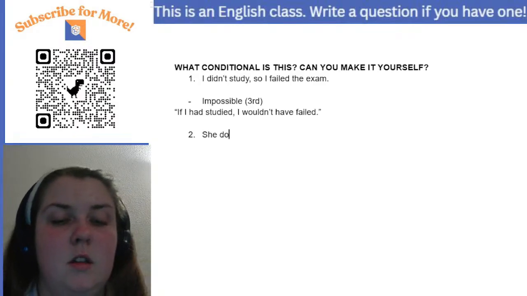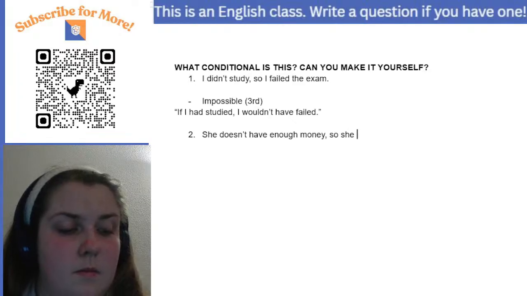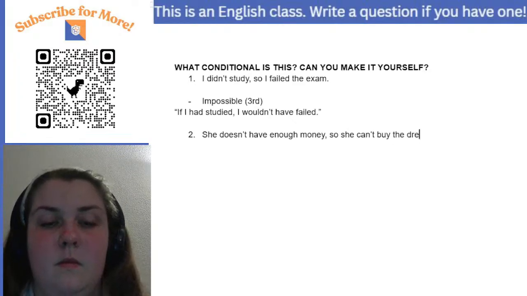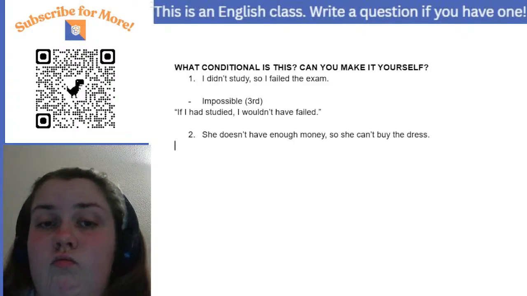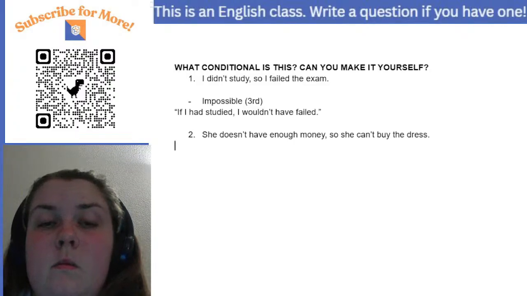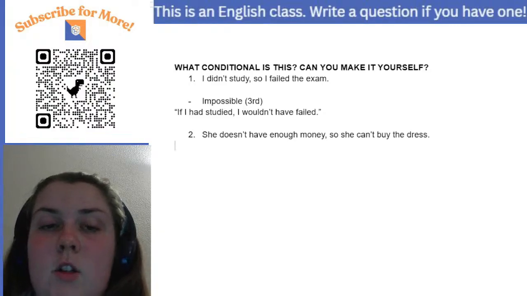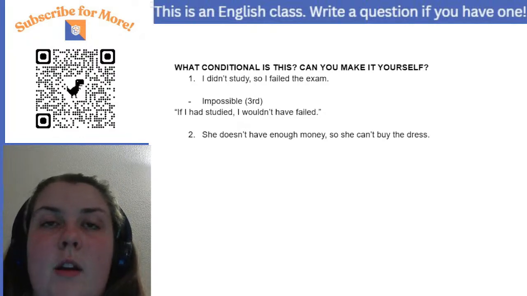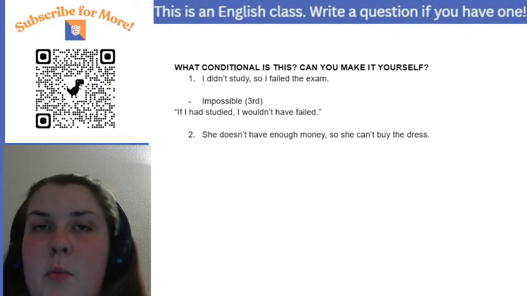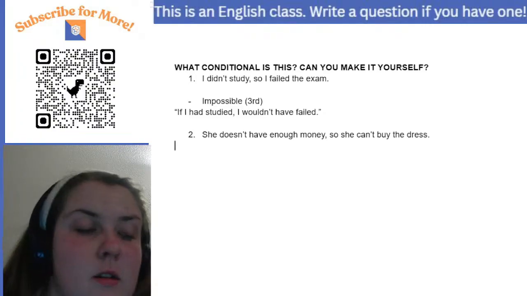This is a good one. She doesn't have enough money, so she can't buy the dress. Heartbreaking. Absolutely heartbreaking. I'll give you about 20 seconds, same as before.